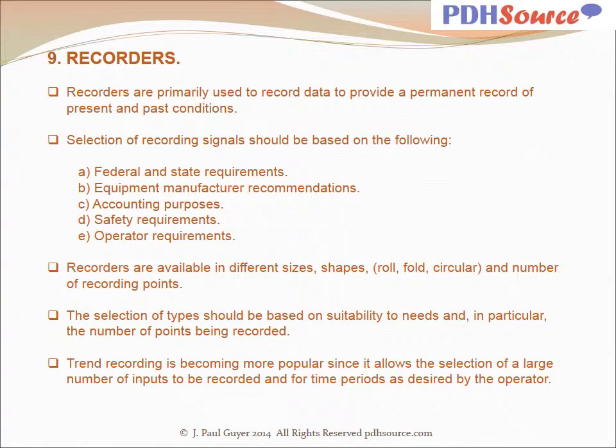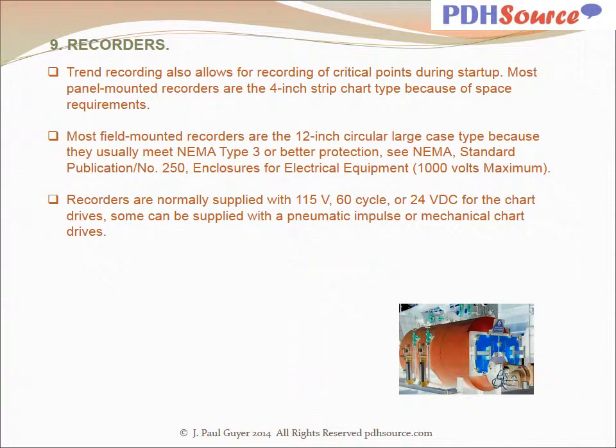Trend recording is becoming more popular since it allows the selection of a large number of inputs to be recorded and for time periods as desired by the operator. Trend recording also allows for recording of critical points during startup. Most panel-mounted recorders are the 4-inch strip chart type because of space requirements. Most field-mounted recorders are the 12-inch circular large case type because they usually meet NEMA Type 3 or better protection.